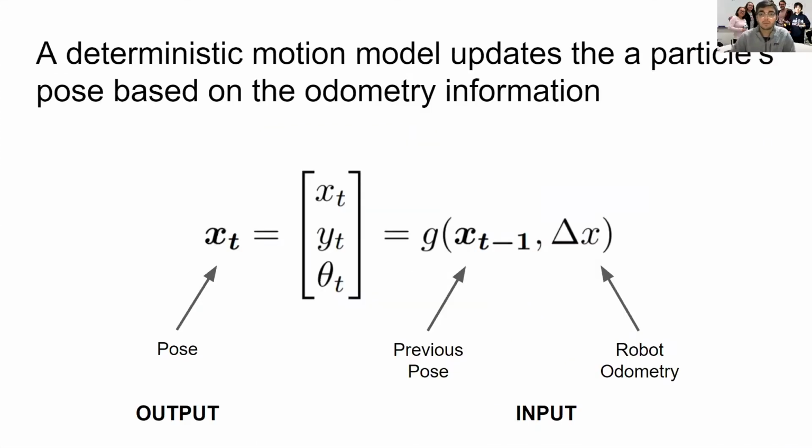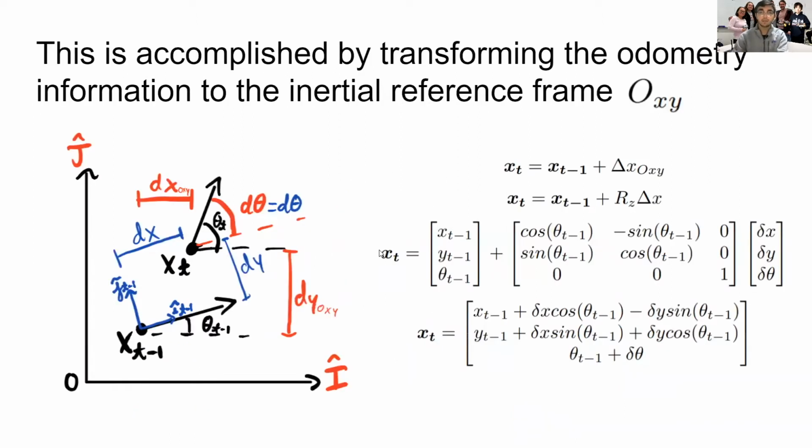We first implemented a motion model that takes in a list of particle poses and the robot's odometry. Then with that information, we can output the new poses of each particle in that list. To compute this function g, we can't just add the pose to the odometry information, because the odometry, in blue, is given in reference to a previous pose. Therefore, we have to transform the odometry information into displacements in the inertial reference frame, the ones in red. The way we do this is that we multiply a transformation matrix, RZ, by the odometry, and then we add it to the previous pose.